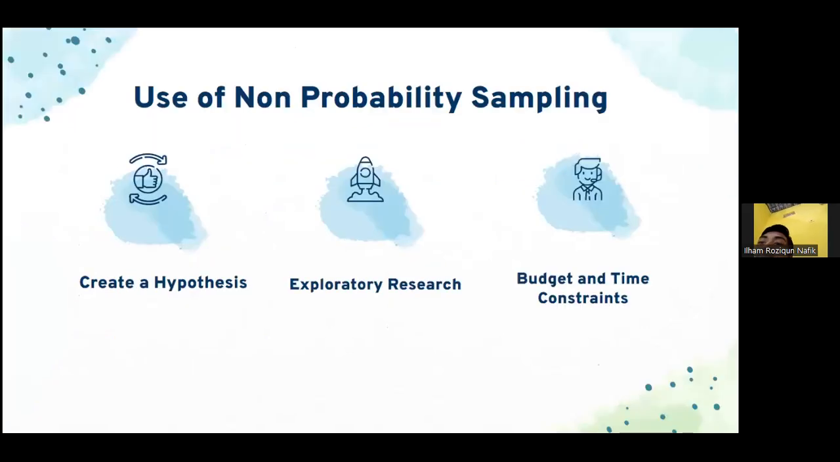Okay. There is the use of non-probability sampling: to create a hypothesis, for exploratory research, and under budget and time constraints. Okay.